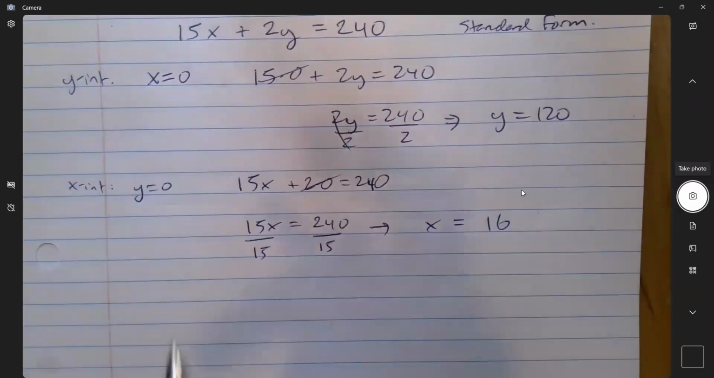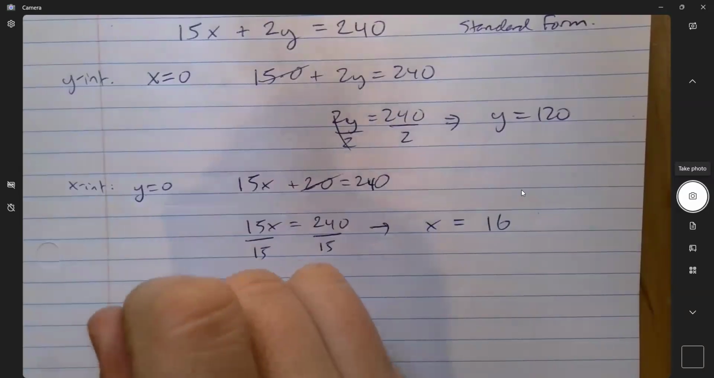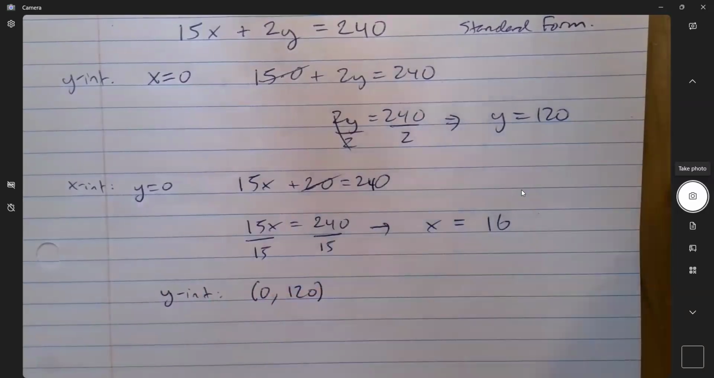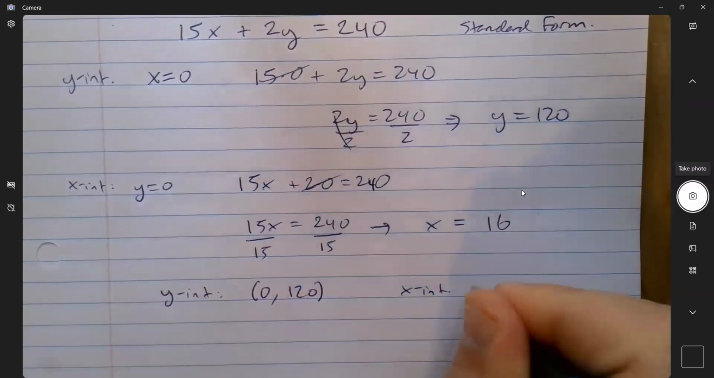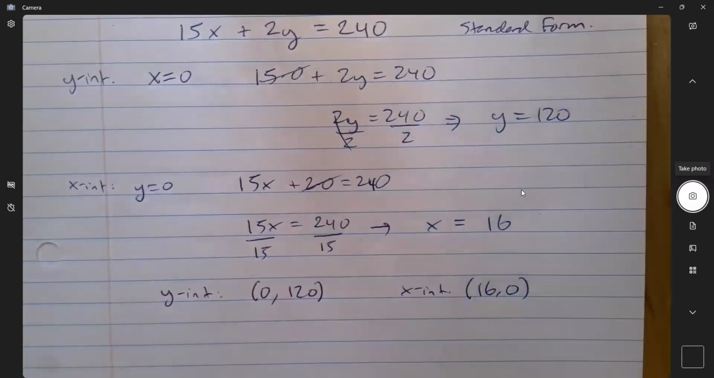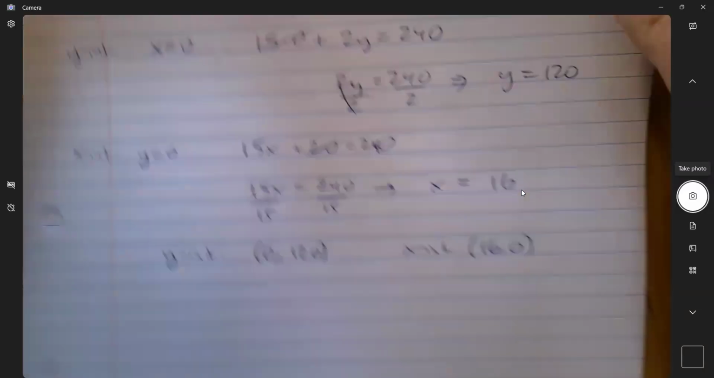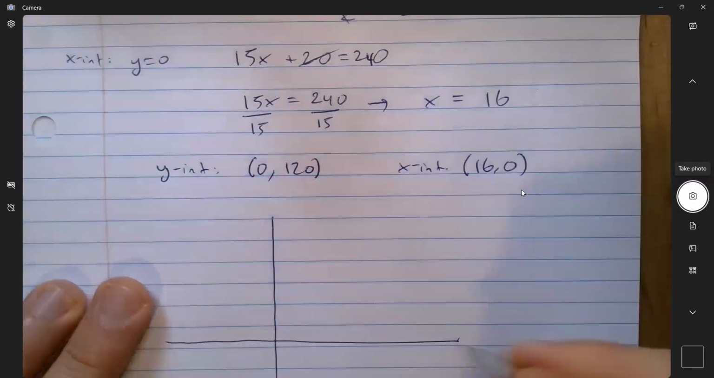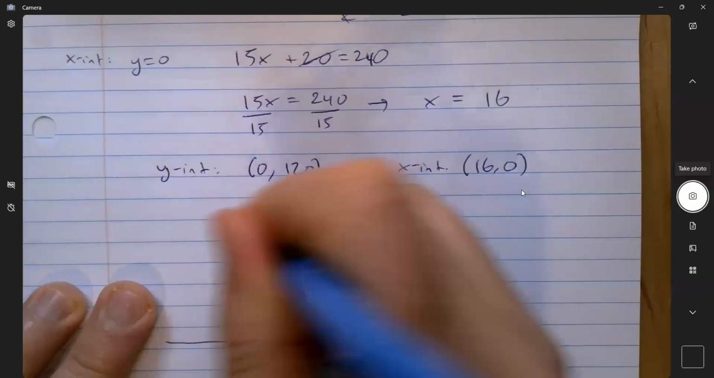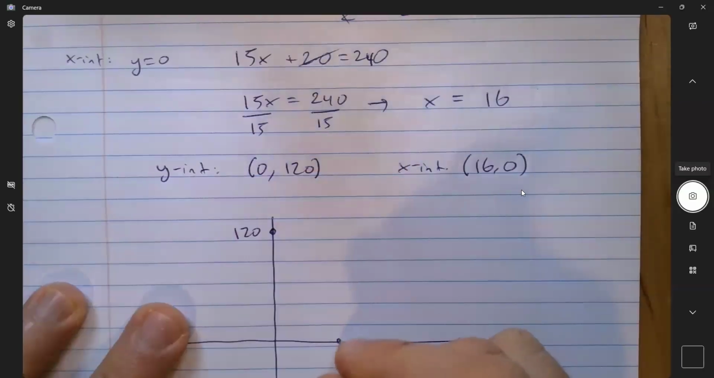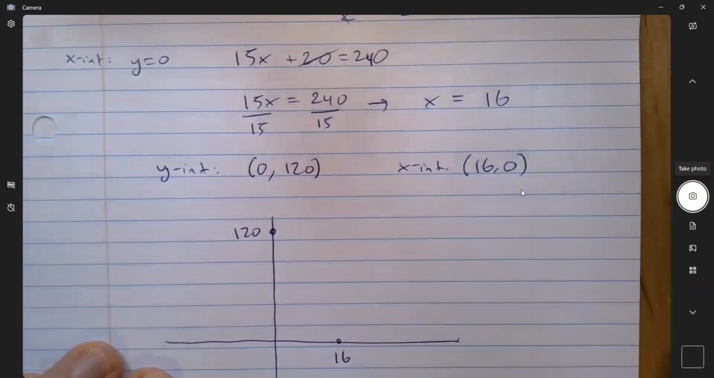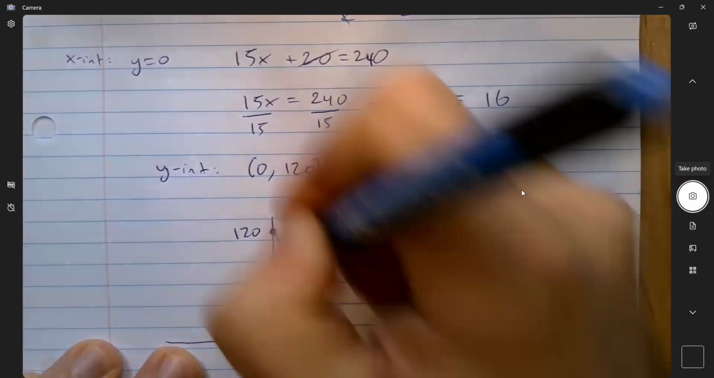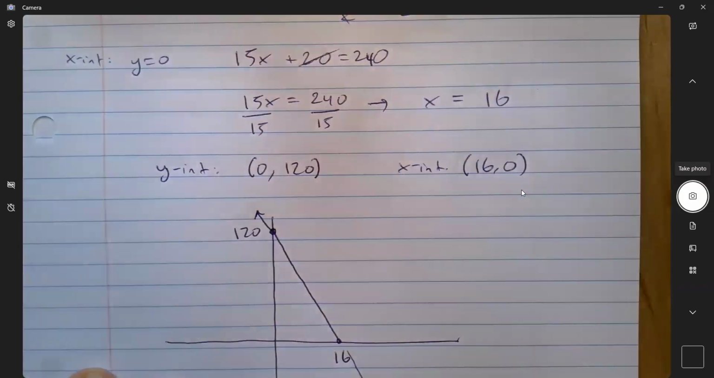Now that I have that information, I have my two coordinate points. I have my y-intercept, which is 0, 120, and I have my x-intercept, which is 16, 0. And now I can graph my equation. The y-intercept is up here at 120, and the x-intercept is down here at 16. Don't worry so much about the scale. And then I just connect them with the line. And there's my equation.